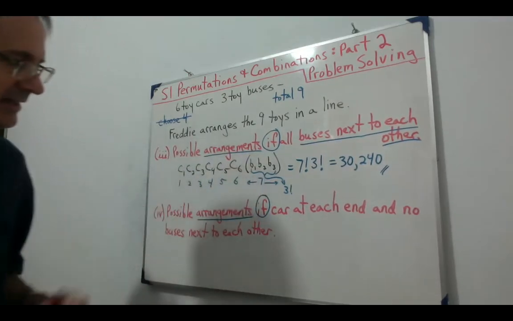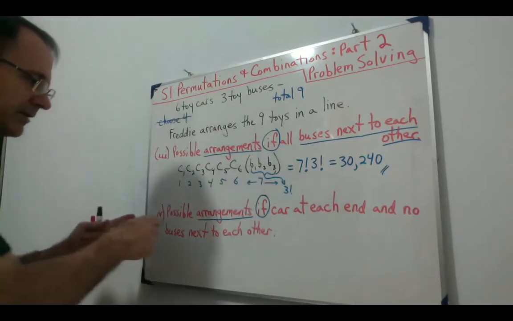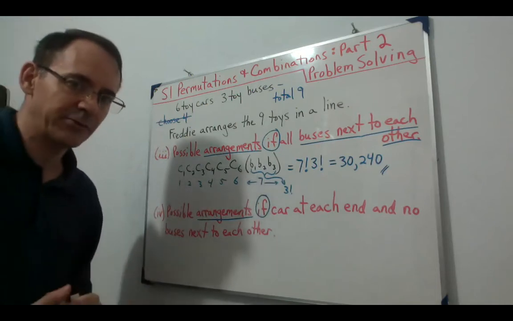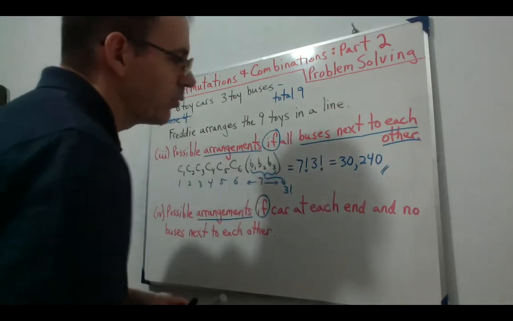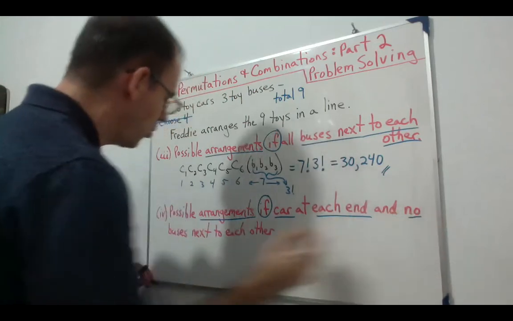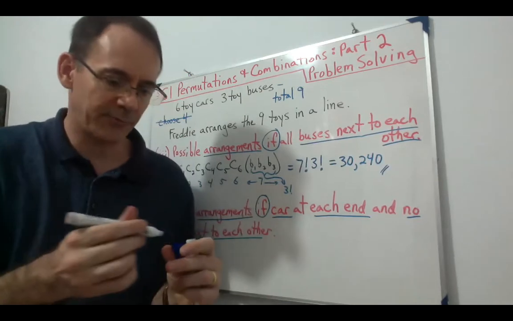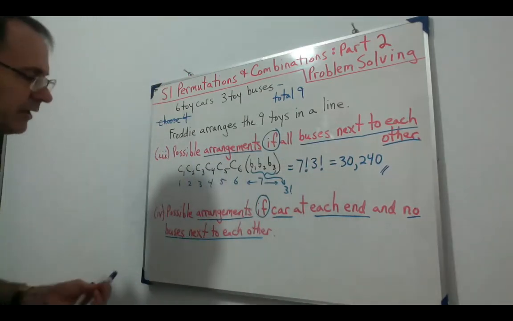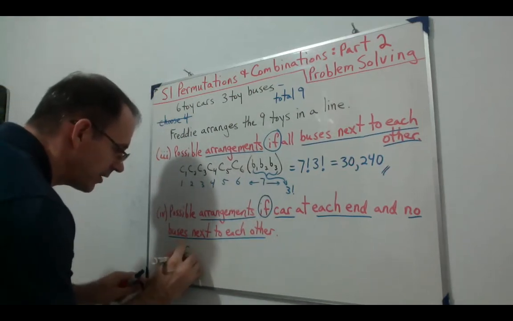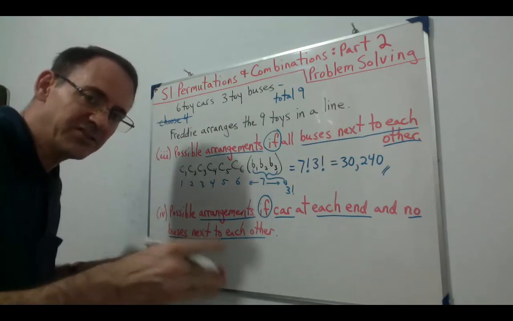So we saw this idea also in part 1 when we were looking at it. Now we want to do a similar thing where we're arranging it, but with different restrictions. So now we want a car at each end and no buses next to each other. In other words, the buses have to be separated or apart from each other. So in this case, we have to have a car at each end. So we'll start with car 1. And since the buses can't be together, it means there has to be a car between them.